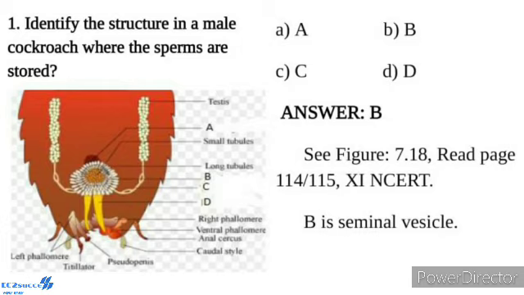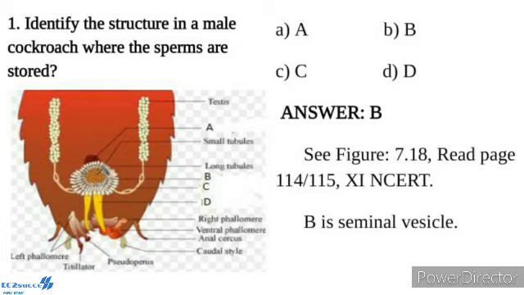First question. Identify the structure in a male cockroach where the sperms are stored. Shown in the diagram, reproductive system of male cockroach. The male reproductive organs of the cockroach comprise a pair of small dark-lobed testes lying one on each lateral side in the fourth to fifth abdominal segments.